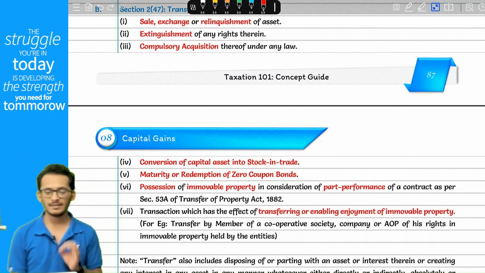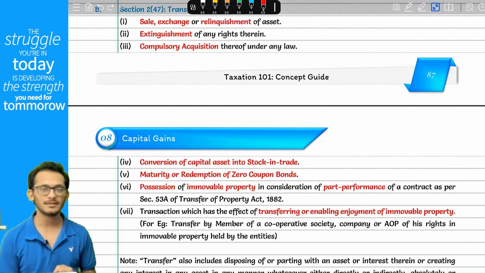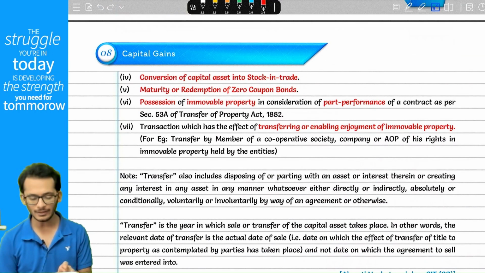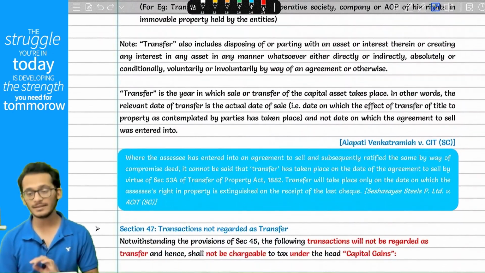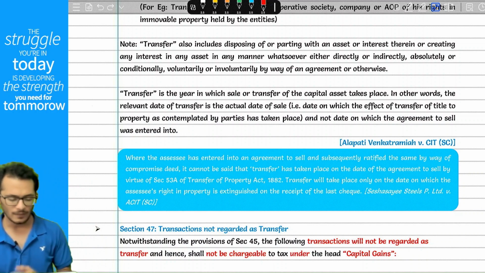Income tax says transfers are generally taxable in the year in which the transfer takes place, meaning the year in which the agreement is executed, and not the agreement to decide to sell. Transfer happens in the year in which the agreement is executed. Ownership is transferred.